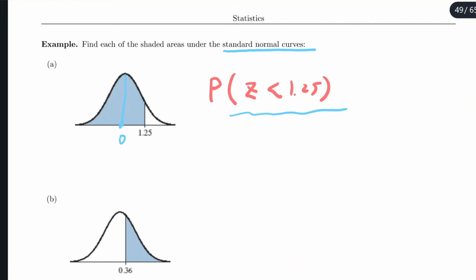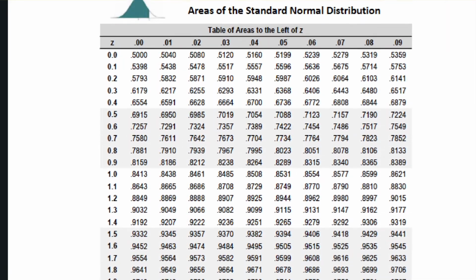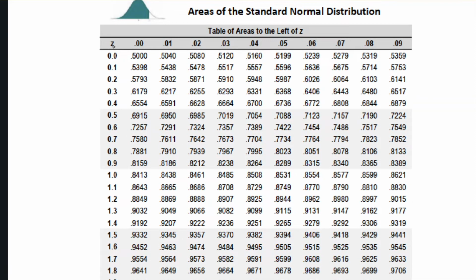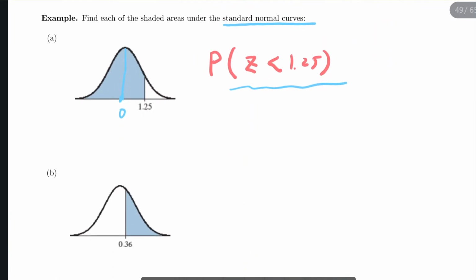We go to the z table. So remember 1.25, z is positive in this example. So this is how we read this. Look at this number first. 1.2 right here. And 5 is the second decimal. Also right here. 0.8944 is this area. This blue area, this area right here is 0.8944. So we can say this is 0.8944.